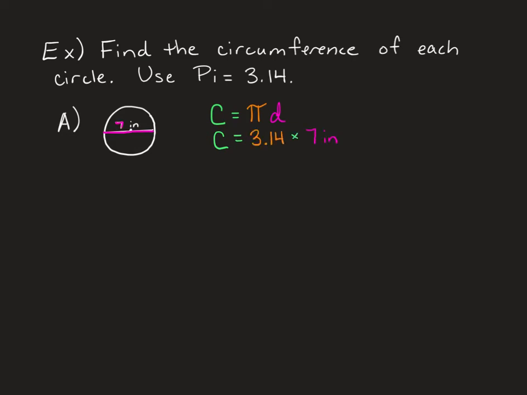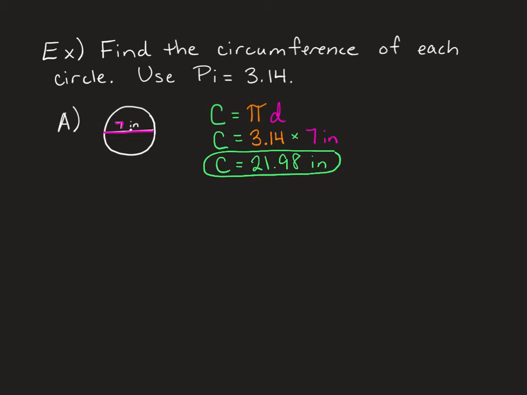So all we do is plug those values in. And then we multiply. 3.14 times 7 is 21.98. And it is measured as inches because it's a distance. So it's measured as just inches. We're finished with this problem. The distance around the circle is 21.98 inches.